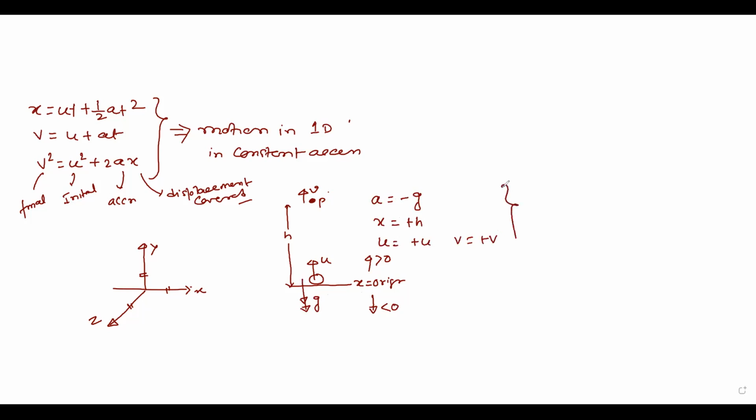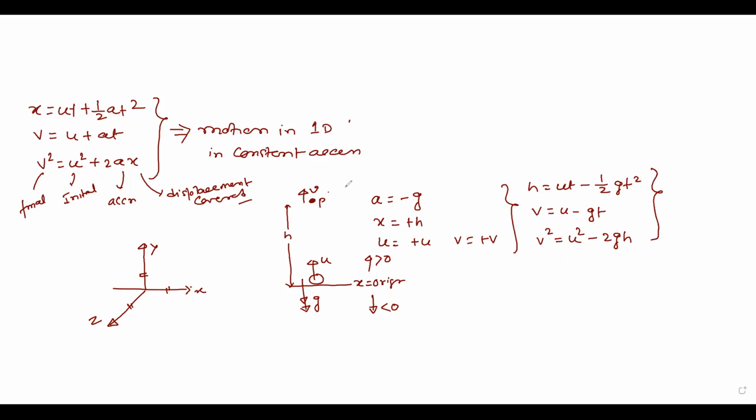So again, if we rewrite the equations that we have stated over here, we may write them as h equal to ut minus half gt square. I have replaced a with minus g. v equal to u minus gt, and v square equal to u square minus 2gh. I've just rewritten these equations in the form of expressions due to gravity.